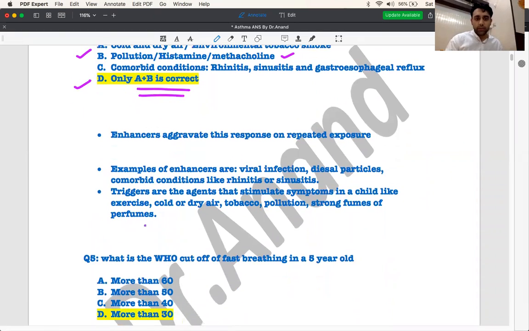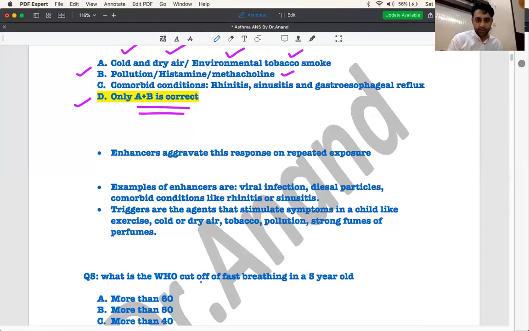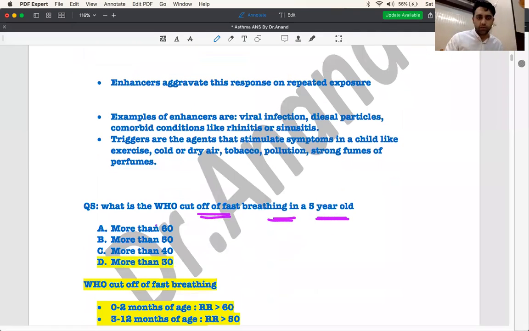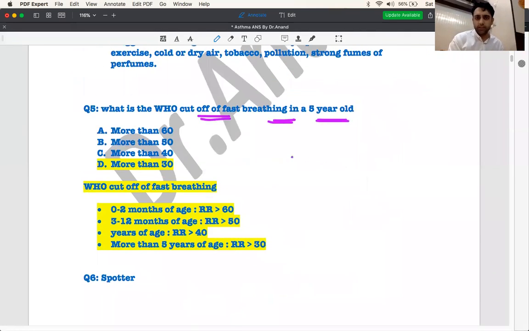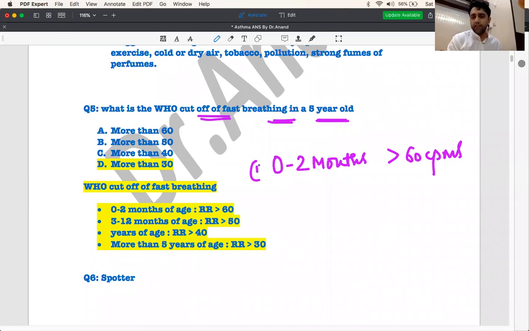So what is the WHO cutoff of fast breathing in a 5-year-old child? Even my grandmother can answer this question. It's a very old, repeated question. So Rohan, what is the WHO cutoff of fast breathing? Very important. In the 0 to 2 months of life, any baby having a respiratory rate of more than 60 cycles per minute, I will say, sir, this baby is having fast breathing.